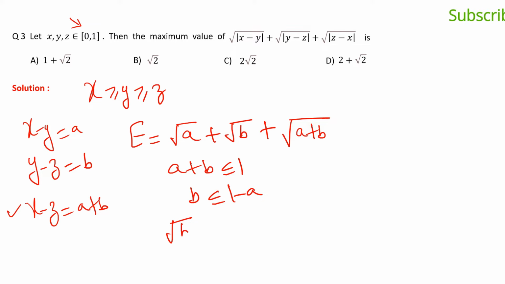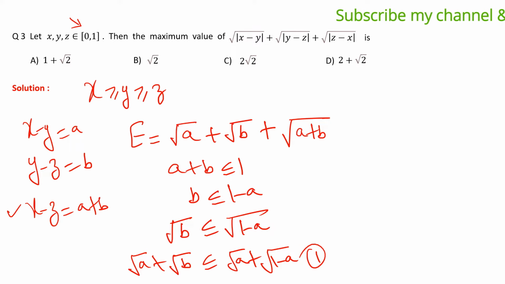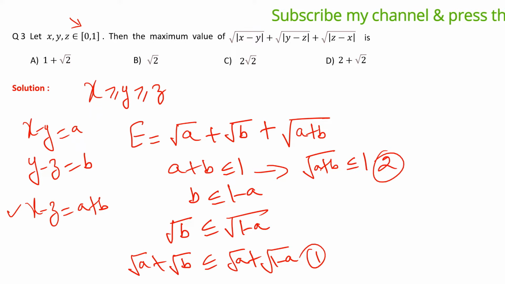If I take square root on both the sides of this inequality, I am going to get this. Let's add root a on both the sides of this inequality. So this is our first inequality. Now from here, I can write square root of a plus b less than or equal to 1. Let's call this inequality number 2. Now students, we can add both of these inequalities.